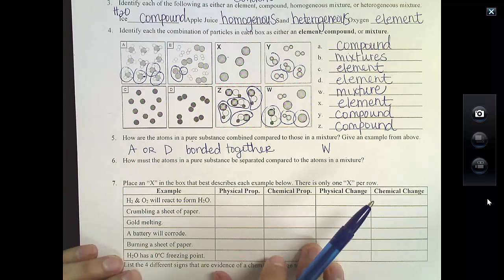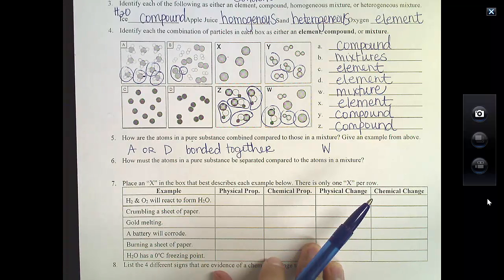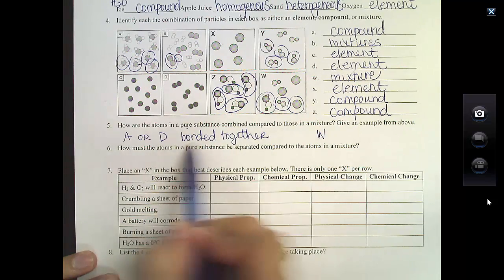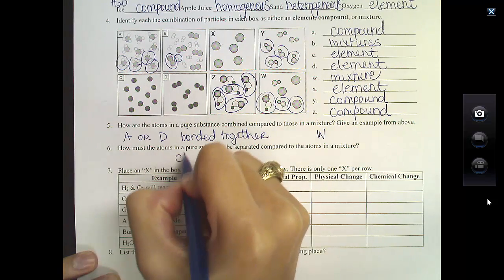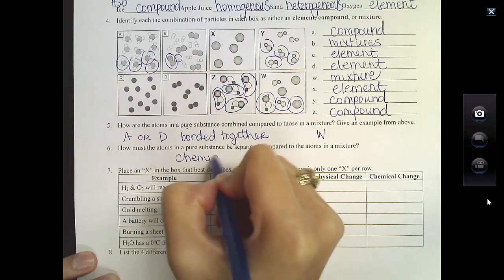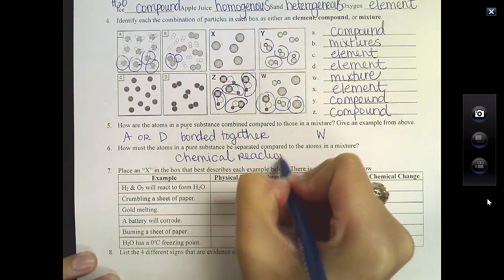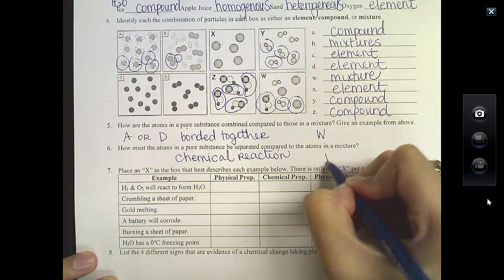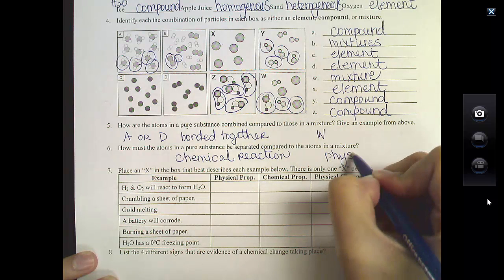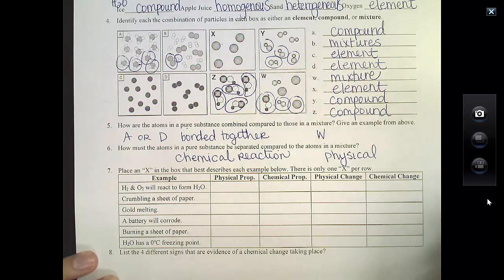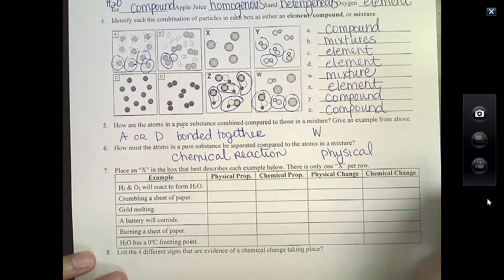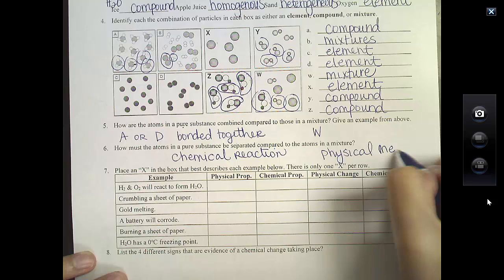Number 6, how must the atoms in a pure substance be separated compared to the atoms in a mixture? If they're bonded together, it will take a chemical reaction in order to separate them. For a mixture, we can just separate them by physical means. I can pick out the large pieces, I can filter, anything like that by physical means.